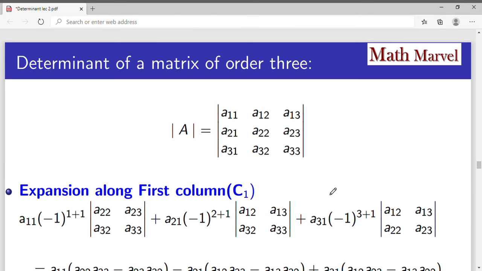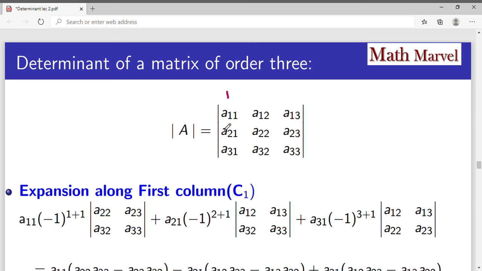Now we discuss expansion of the determinant using a column. Previously we discussed expansion of the determinant using a row and showed that we get the same answer. Now let me discuss expansion using the column. Again the matrix is given. Here we consider the first column, a11 a21 and a31.